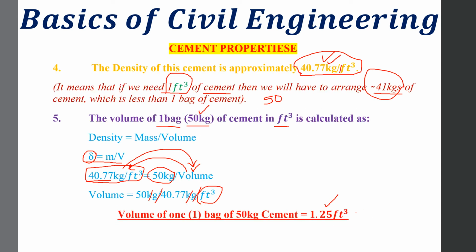The same idea is here, that this 1.25 feet cube of volume is for a 50 kg bag of cement, not for any other mass of cement. If you need the volume of one bag for 40 kgs, then you will have to replace this 50 by 40. So don't write without understanding. If someone asks you to tell the volume of a 40 kg bag, you will not tell this value, because this is the volume of one bag of cement having a mass of 50 kgs.